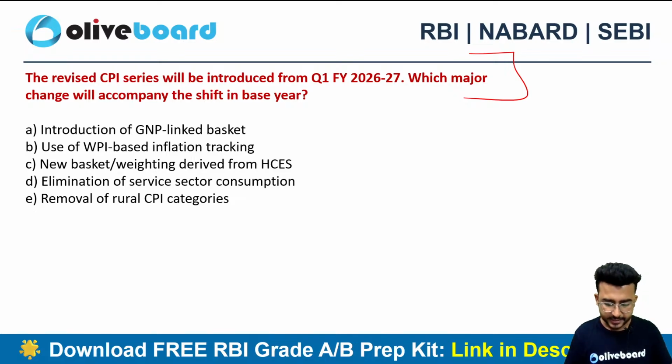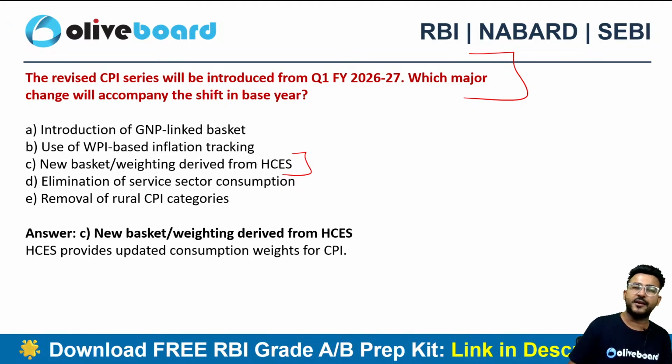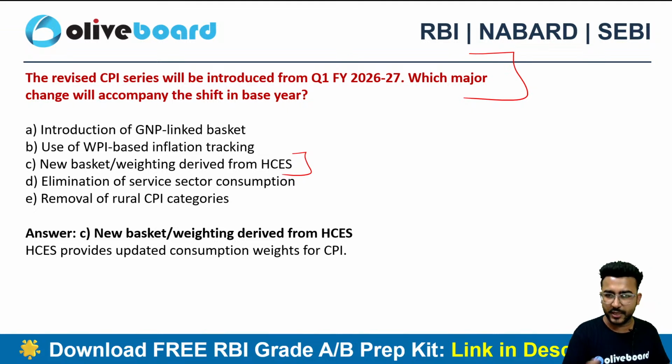Everyone in the comment section, guys. The major change here will be a new basket or weighting derived from the HCES. Again, we have discussed this in the weekly finance current affairs session as well. I think the majority of you will be able to answer these questions. That's a good thing. Why? Because you must have attended the compilation series, you must have done the MCQ weekly session on finance current affairs, and this is a fresh month only, right? August month, it's just 15 days that it has concluded, right?